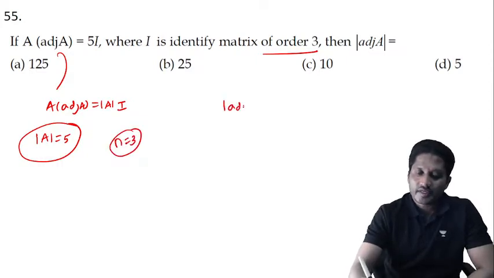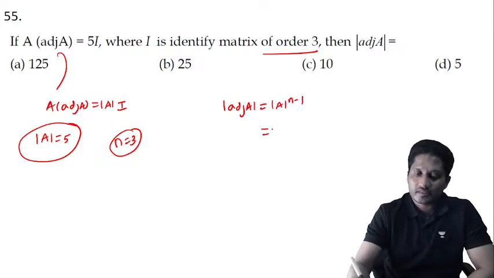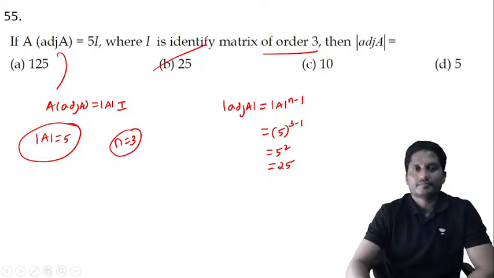Determinant of adjoint A is equal to determinant A power n minus 1. N stands for order of the matrix. Determinant A is 5. So this is 3 minus 1. I get 5 square, which is equal to 25. Answer is option B.